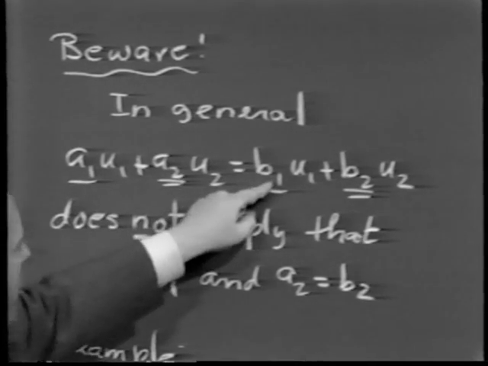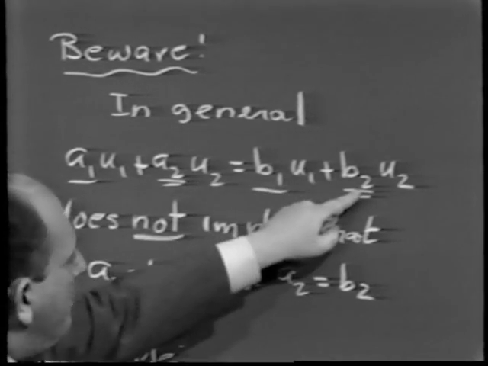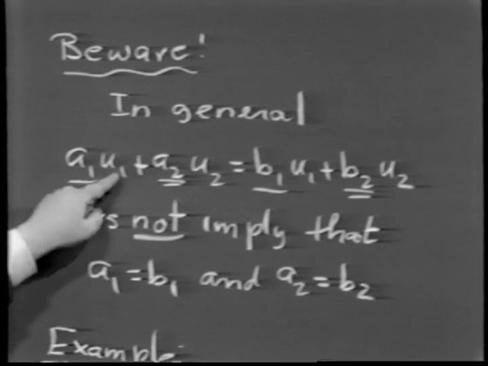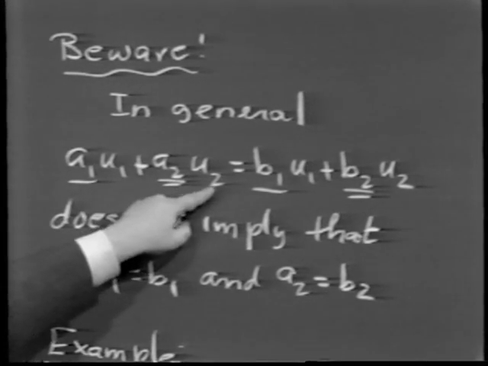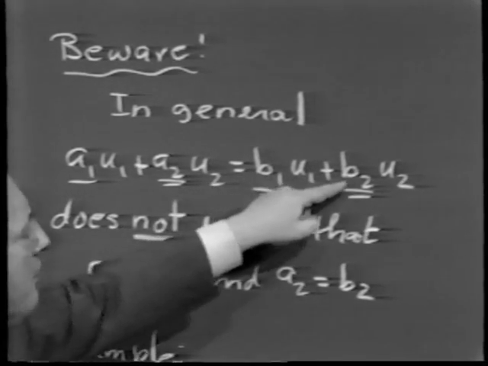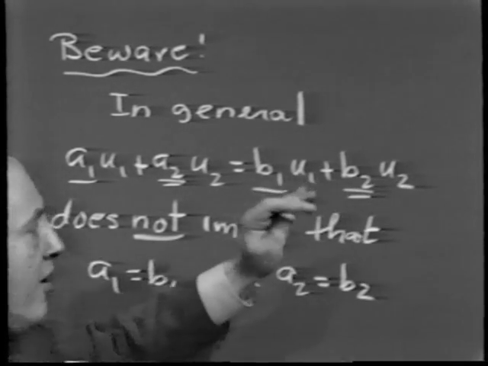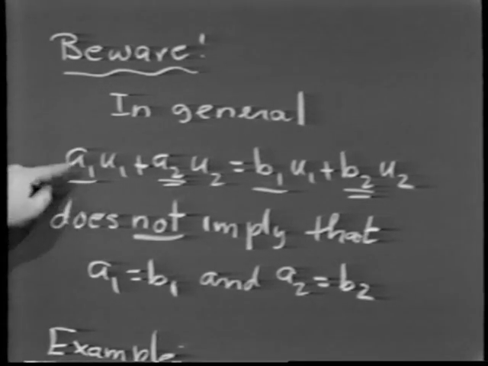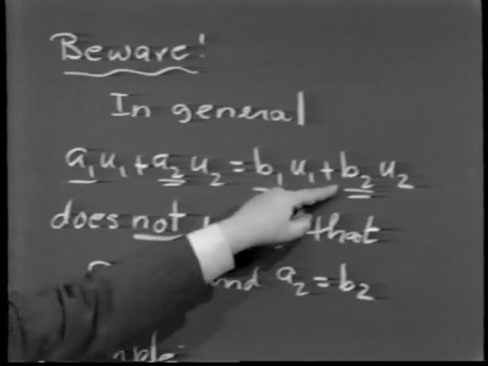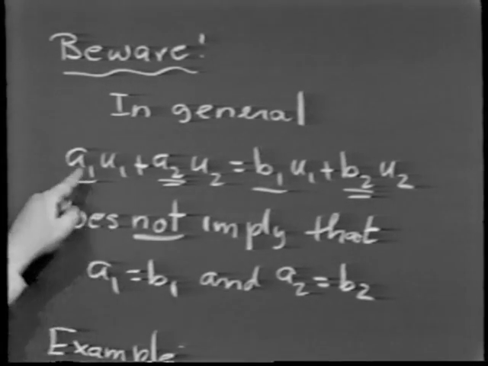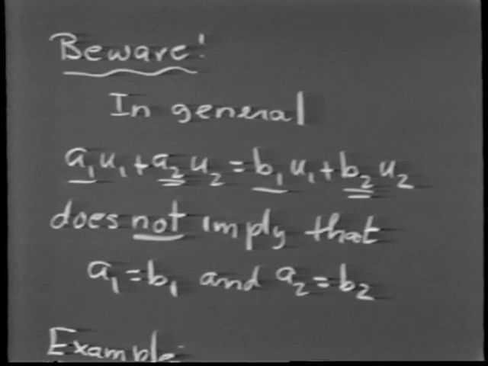If a1 equals b1 and a2 equals b2, then certainly a1u1 plus a2u2 is equal to b1u1 plus b2u2. I'm not saying that. What I'm saying is, conversely, if you start knowing that this is true, it does not follow that they must match up coefficient by coefficient. Okay? And you say, well, why doesn't it have to follow?